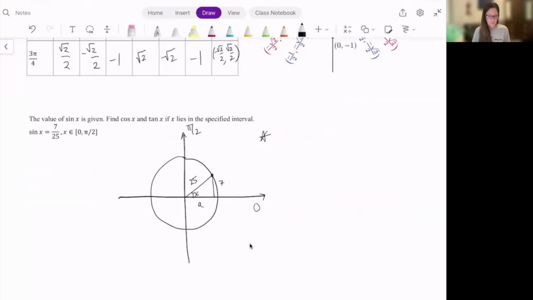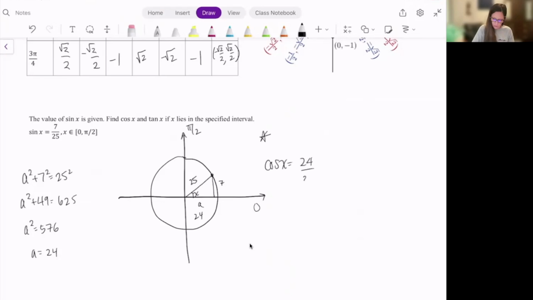Let's call it A. I use the Pythagorean theorem. A squared plus 7 squared equals 25 squared. A squared is then equal to 625 minus 49. Subtract 49 from both sides, and you get that A squared equals 576, where A is then 24. If I know 24, I then find the cosine, because that is adjacent over hypotenuse. The cosine of x is then equal to 24 over 25, and the tangent of x, which is opposite over adjacent, is 7 over 24.